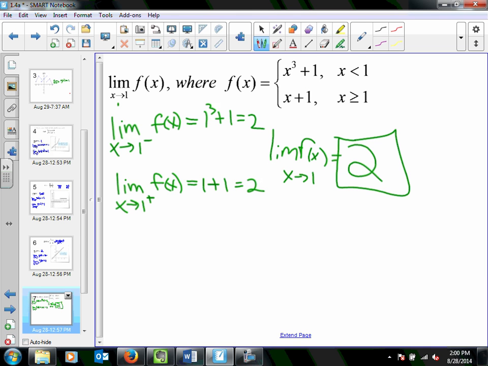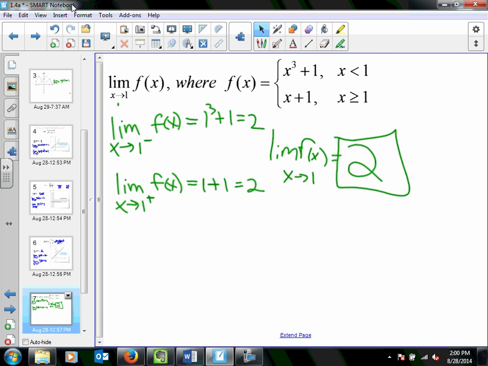Is everyone okay on that notation? This is the only thing that will get you full credit. If I see just the equals 2, you will not get credit. Does everybody understand? I'm going to grade it.